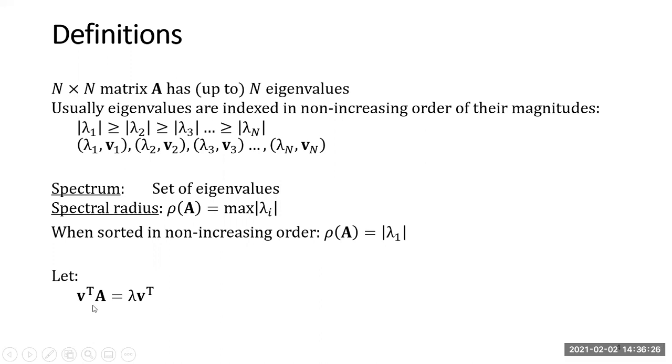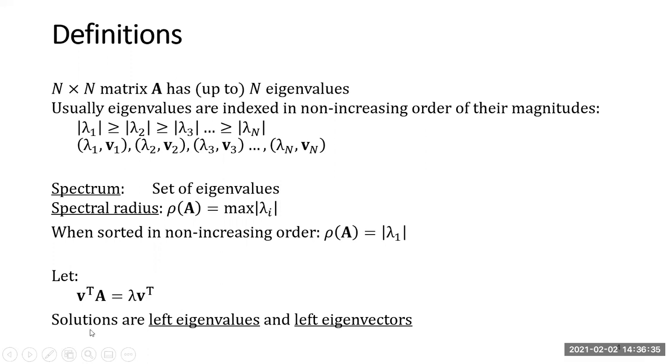Now suppose V transpose A equals lambda V transpose. Then V and lambda satisfying this equation, the solutions of this equation, are called the left eigenvalues and left eigenvectors. But everywhere in this course, we will be dealing with right eigenvalues and right eigenvectors, and we shall simply call them eigenvalues and eigenvectors.